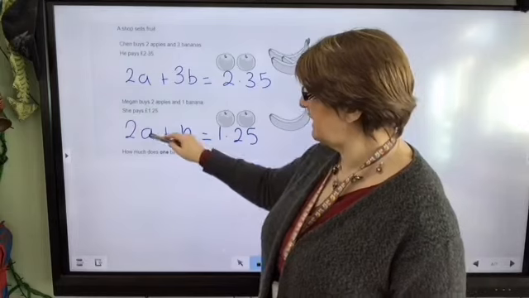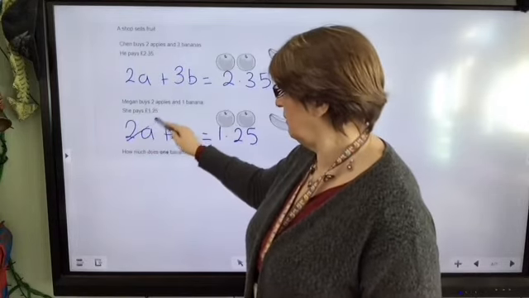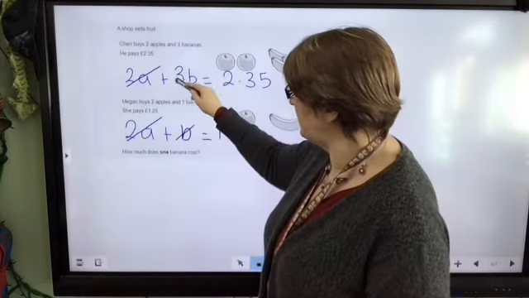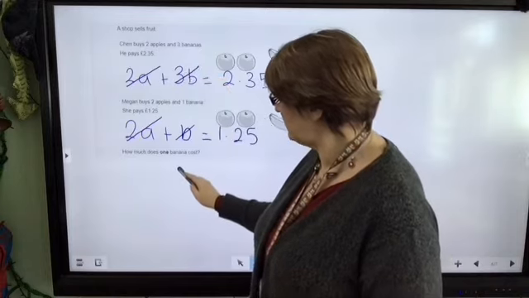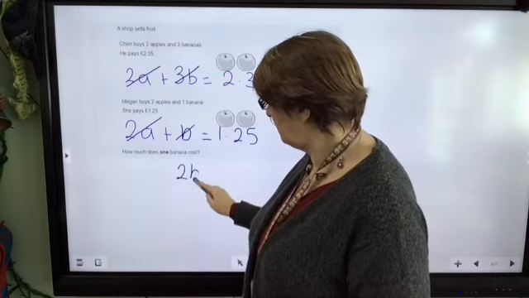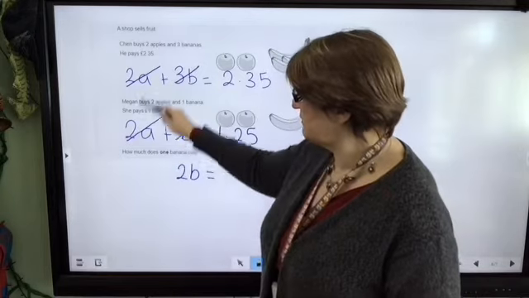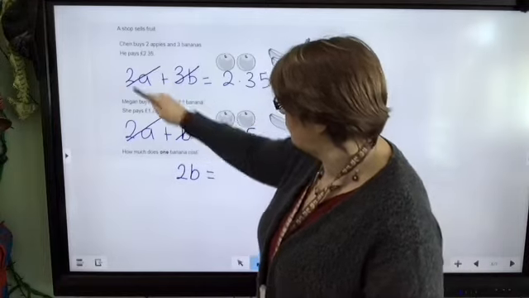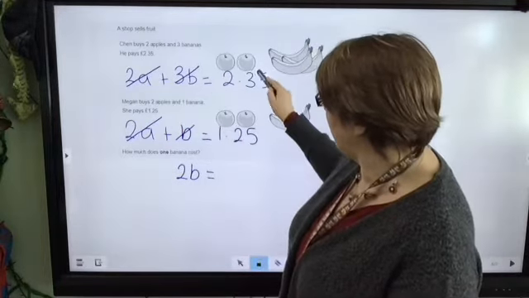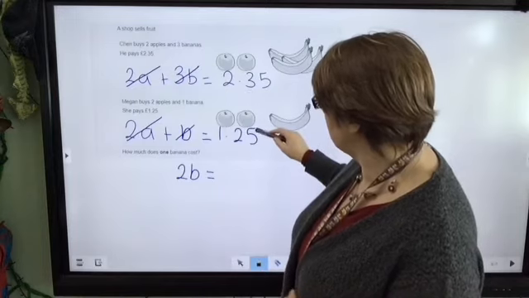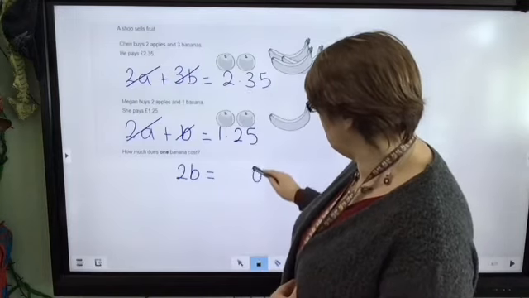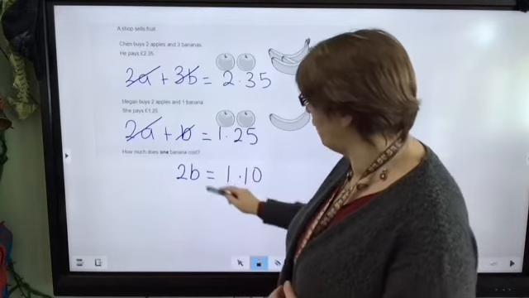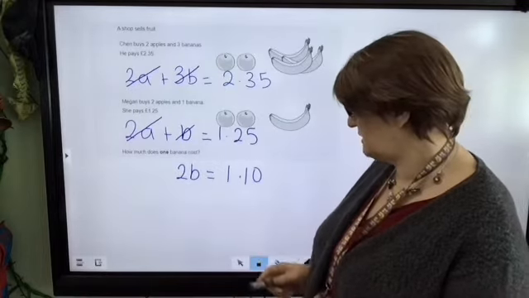So if I was to take 2A from this equation and I was to take 1B from this, I'd leave 1B from 3B, I'd have 2B left. But remember, whatever I do to one side, I've got to do the other. So I've taken these away, but I've got to take all of this from all of this, I've got to take all of that from the value here. So 5 from 5 leaves me with 0, 2 from 3 leaves me with 1, 1 from 2 leaves me with 1. I've now got £1.10 for 2 bananas.